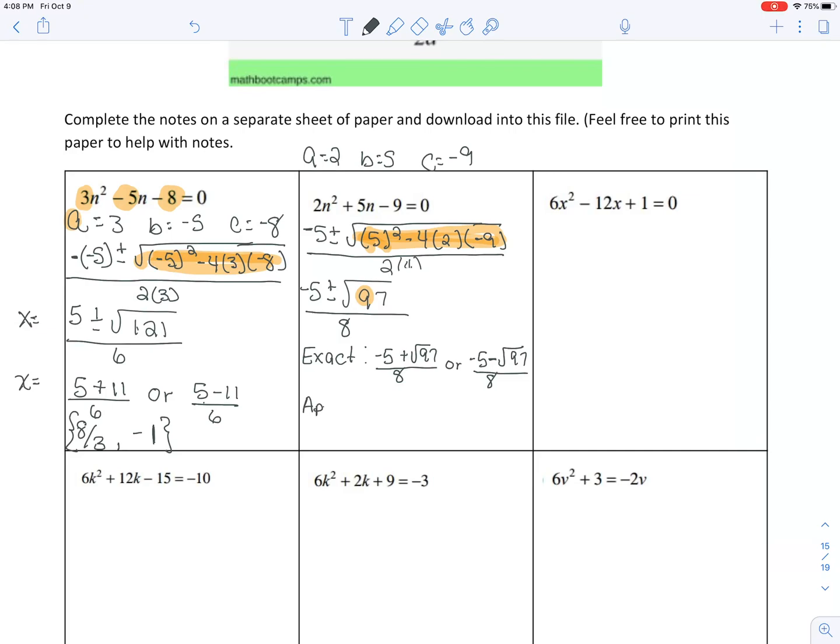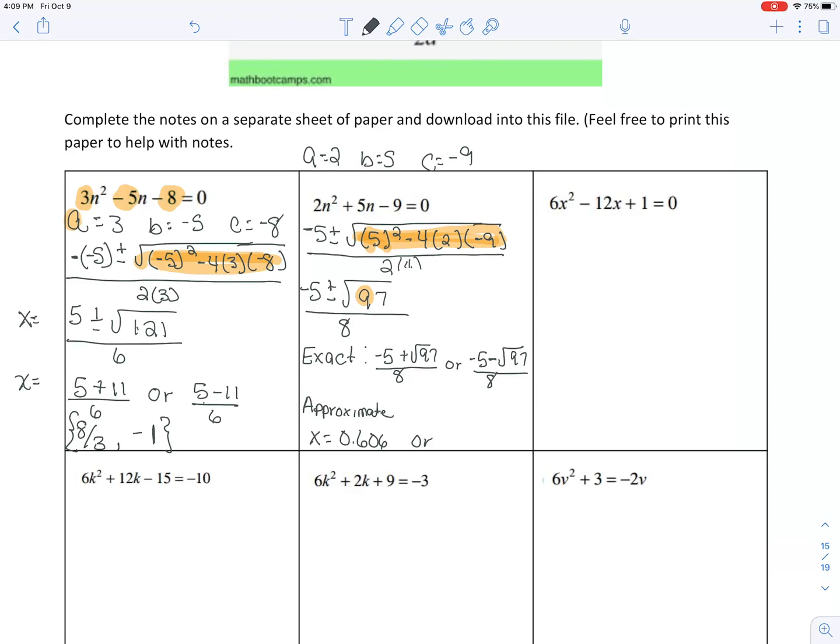When we approximate the answer, that's when we take the square root. So to approximate this, I'm going to use my handy dandy calculator, and I'm going to do negative 5 plus the square root of 97. I'm going to press enter and then divide by 8. And now I get an approximate answer of 0.606.